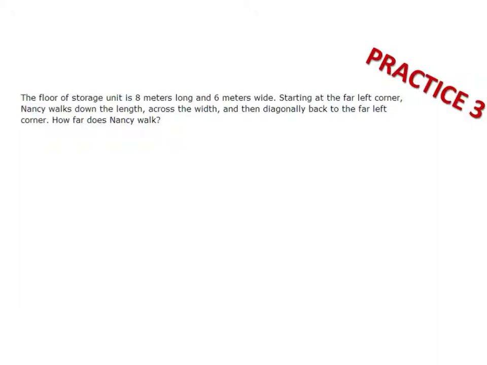The floor of a storage unit is 8 meters long and 8 meters wide. Starting at the far left corner, she walks down the length, across the width, and then diagonally back to the far left corner. How far does she walk? Well, it sounds to me like if she's walking 3 different lengths, you need to figure the perimeter, but you have to find that third side. So read the question, draw your picture, and then do your calculations.